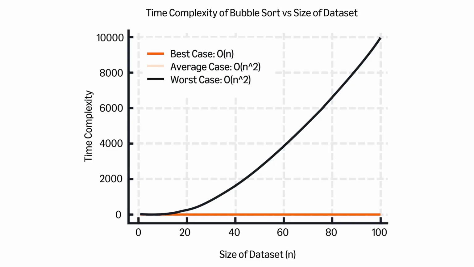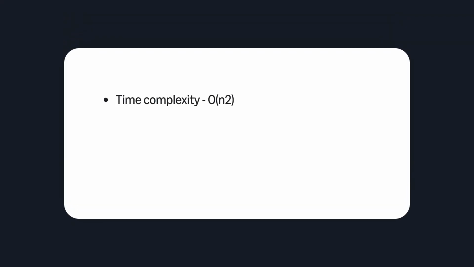This graph illustrates the time complexity of bubble sort in relation to data size, with the x-axis showing dataset size n and the y-axis displaying time complexity. The orange line shows the best case scenario, order of n with a sorted dataset, while the curved black line, representing order of n squared, represents the average and worst cases, which overlap due to identical growth in complexity when the data isn't sorted. The issue with bubble sort is its time complexity, the order of n squared.